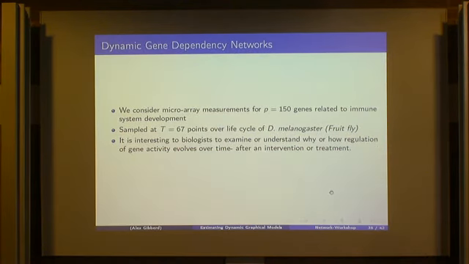And the last example was a dynamic gene dependency network. We have 150 genes that relate to immune system development, and I have 67 time points over the life cycle. So here I am definitely in a very high dimensional setup. You can obviously see I have to find order of p squared type edge entries, and I only have 67 time points. And it is interesting for biologists to understand how regulation of gene activity after some interventional treatment evolves or changes over time.